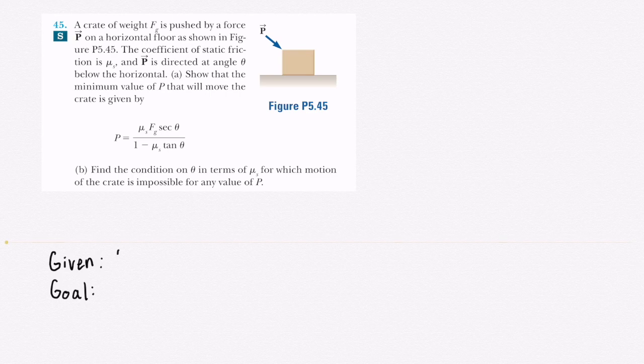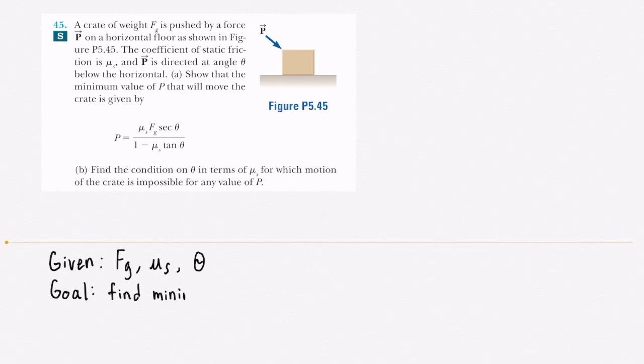A crate of weight Fg is pushed by a force P on a horizontal floor as shown in figure P5.45. The coefficient of static friction is μs, and P is directed at angle theta below the horizontal. A. Show that the minimum value of P that will move the crate is given by P equals μs Fg secant theta over 1 minus μs tan theta.